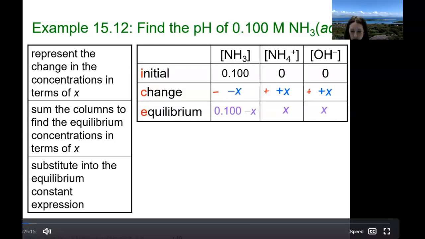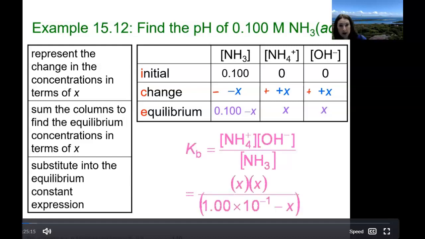Now, when we write our product over reactant, this should look just like we did last week. x squared over, or x times x over this. Now we're going to assume that x is small, just like we did before. So far, this is exactly the same as the weak acid ICE table that we've done, except this is hydroxide, and we need to remember that this needs to be a Kb. So if you have a base, there's two things you need to check: Is this hydroxide? Do you have your Kb? And I'll talk about when you don't have those in just a minute.